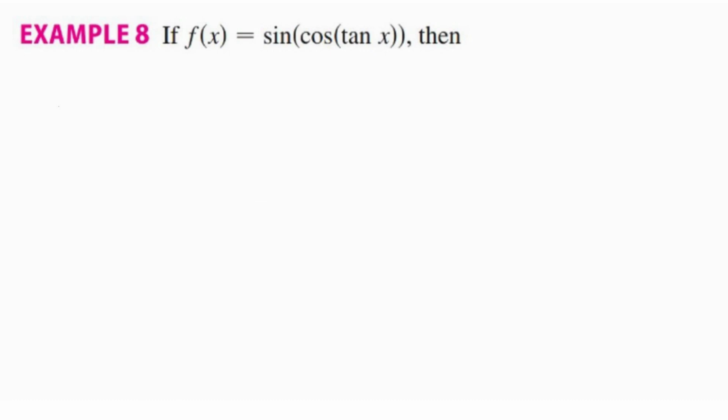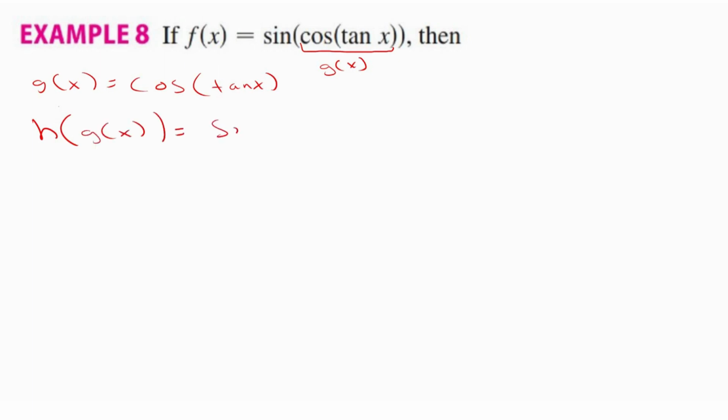So in this case, we're going to use the chain rule method since we have a composed function. So this can be considered as g of x, and we can call g of x to be cosine of tan of x. And we might call the rest h, where h of g of x is going to be sine of g of x, which is cosine of tan of x. So basically this is f of x. Now to find the derivative of f of x, we should find the derivative of g multiplied by the derivative of h at g of x, as we have seen.